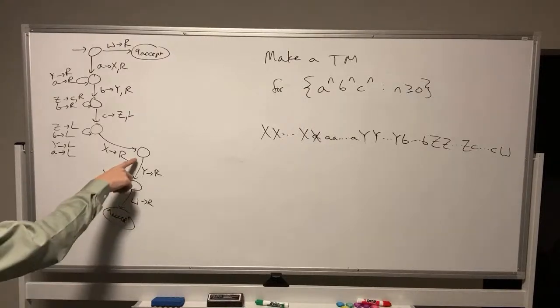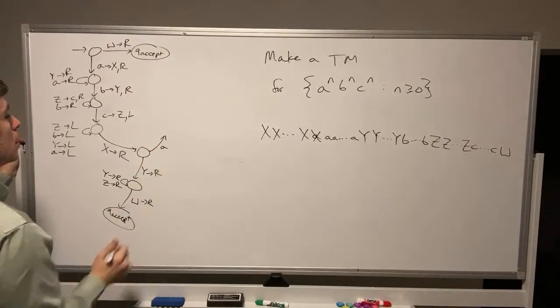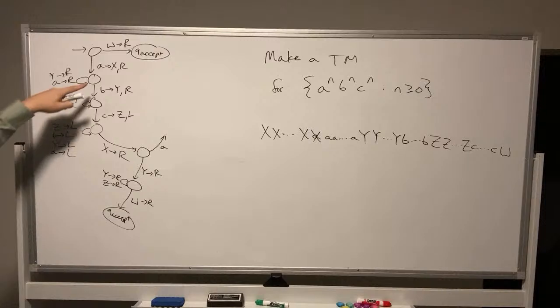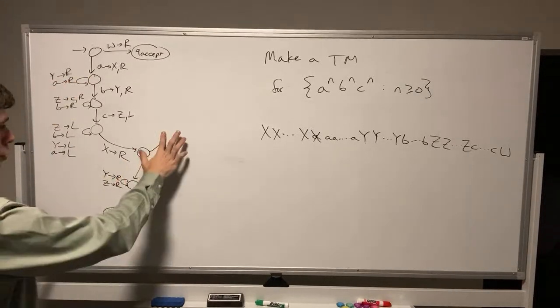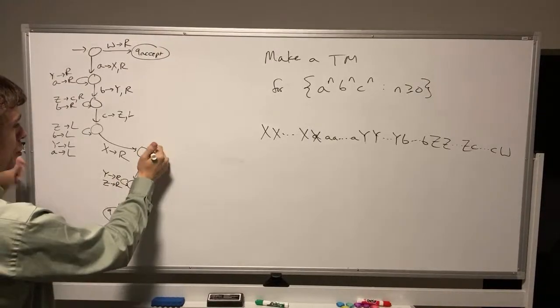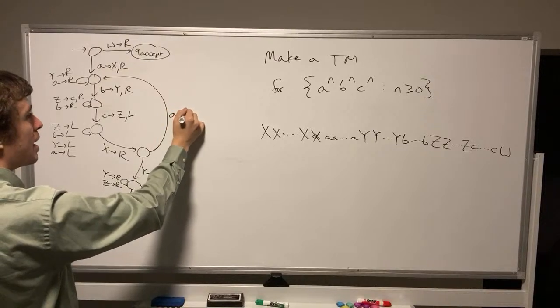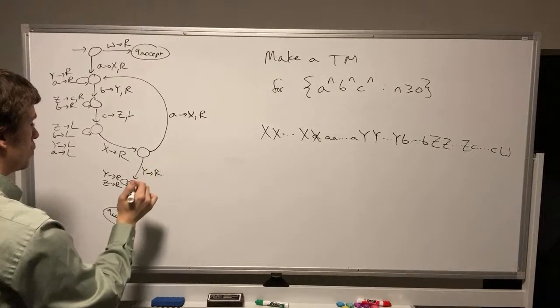Okay, so now what about the other possibilities? If we see an A, then what can we do there? Well, effectively we would just go back to this state. So I'm going to do that. This transition comes back up here, and that gets converted into an X and moves right.